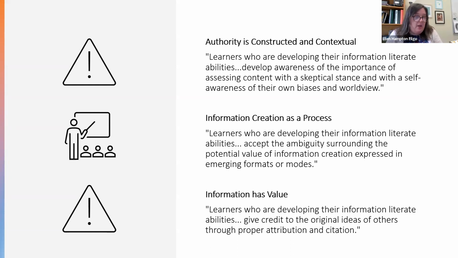Within information has value, we note the knowledge practice of giving credit to the ideas of others through citation. And as many librarians are increasingly aware, ChatGPT does not create correct citations, but rather what people are calling hallucinations. However, we have recently noticed in our explorations with ChatGPT that it's getting better at acknowledging that it can't generate accurate references if you ask it to do it.